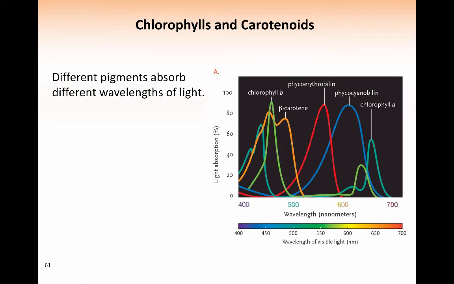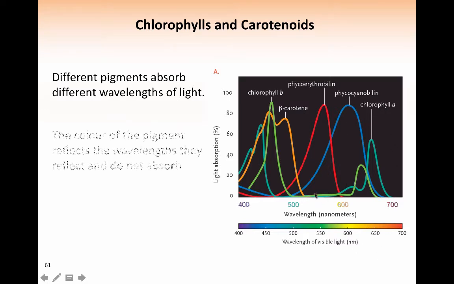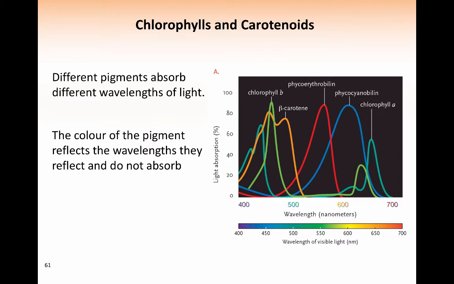Now, different pigments absorb different wavelengths of light. So here you can see there's our chlorophyll B right here, and you have chlorophyll A. And you can see they're absorbing in actually opposite sections of the visible light spectrum, down here in the blue area, and then also up here in the red, yellow, orange area, not in the green area, which is kind of interesting, right? So the color of the pigment reflects the wavelengths they reflect and do not absorb. And so chlorophyll A and B are absorbing in this blue range, absorbing in this red range. They're reflecting in this green range, which is why we see plants as green.